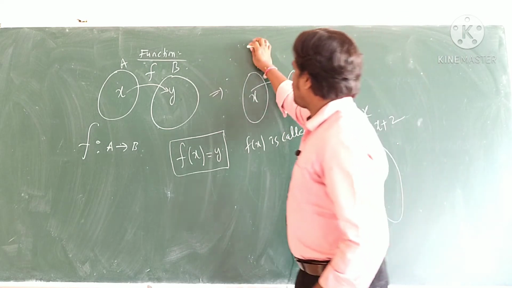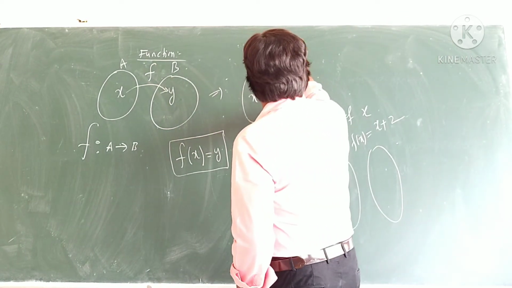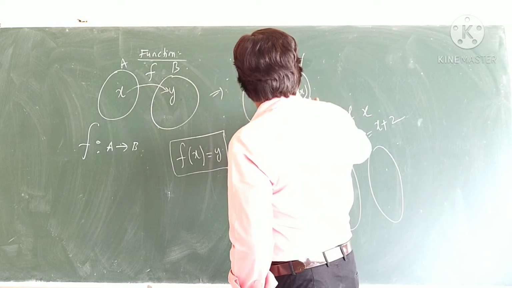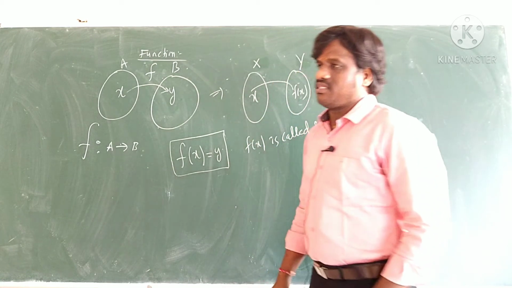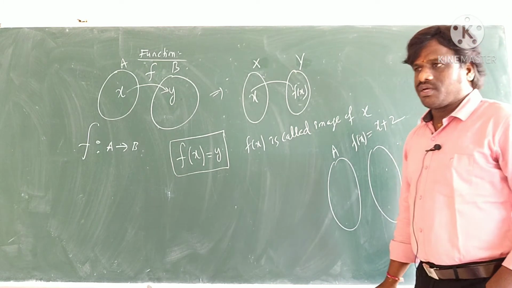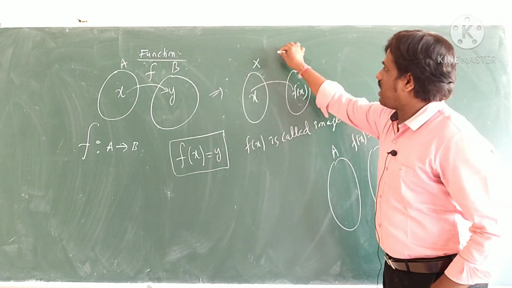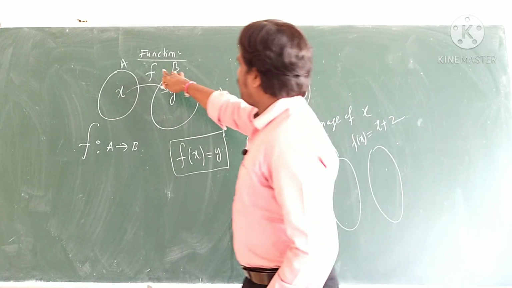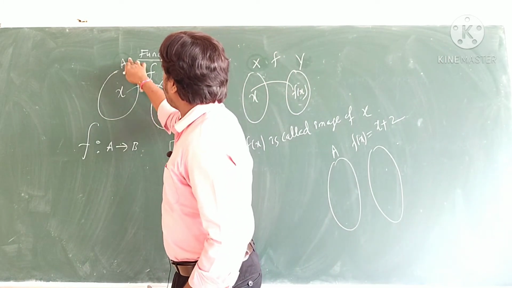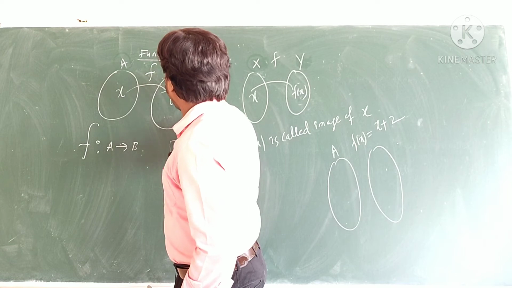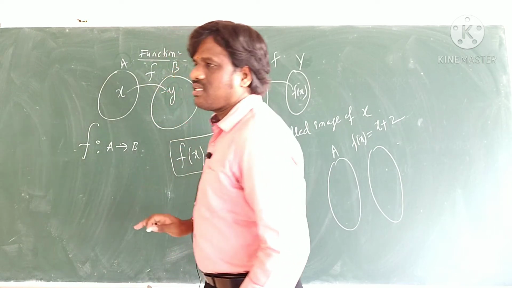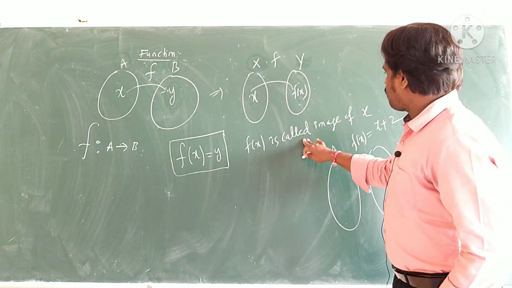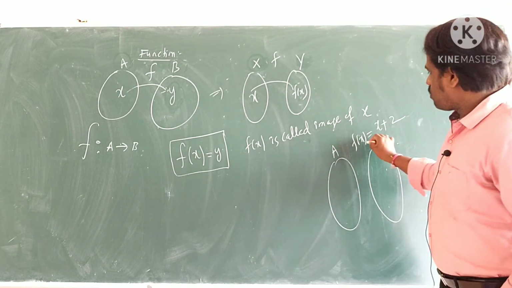If I take this as x and this as y, x is the domain, y is the codomain, and f of x is called the range. Okay, are you getting it? If the function is x to y, x is called the domain. If I take a function A to B, A is called the domain, B is called the codomain, and whatever f of x is, that is called the range. Understood? So f of x is called the image of x.